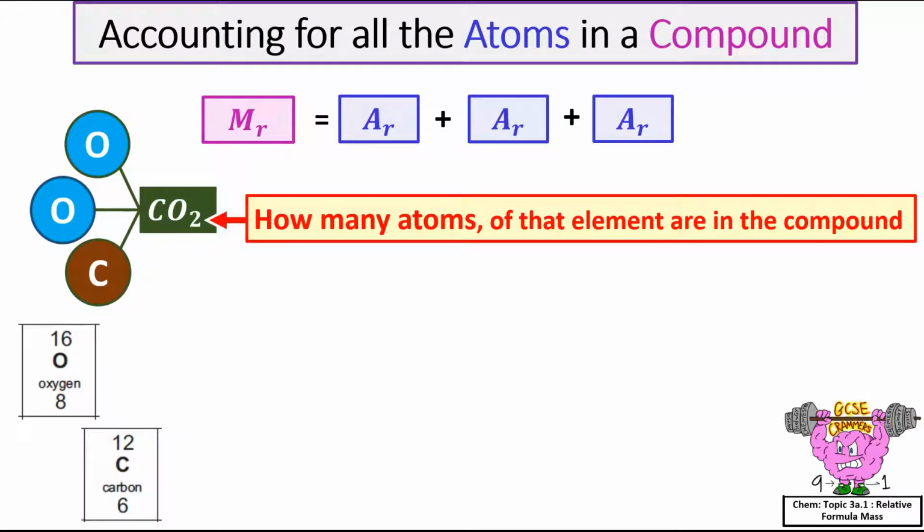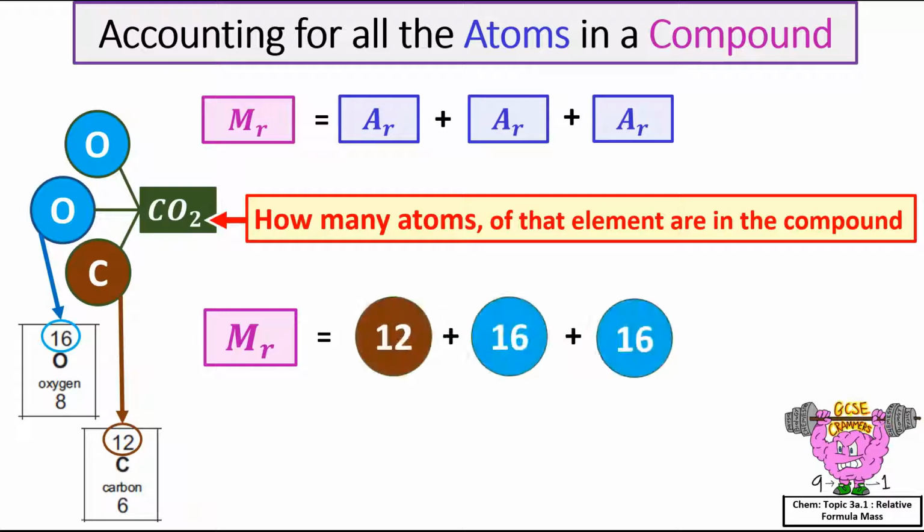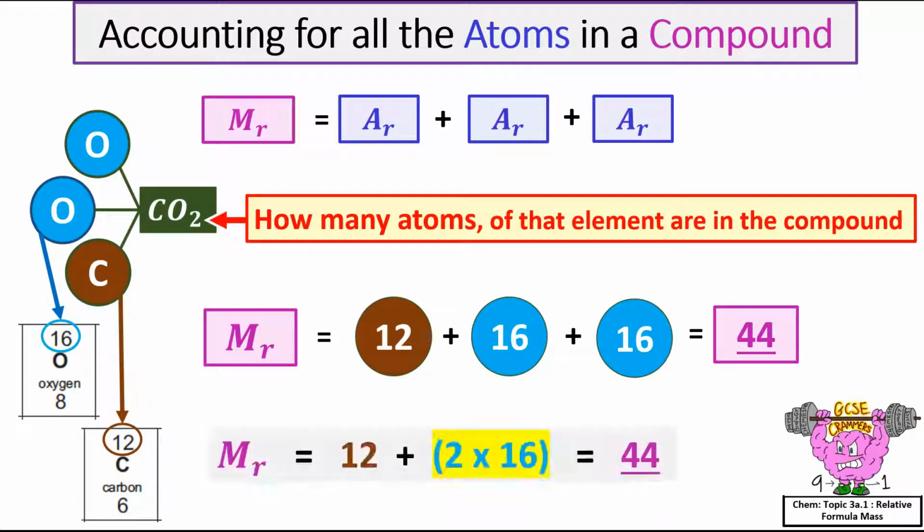Look on the periodic table to find the mass number, or AR. Each oxygen atom is 16 and each carbon atom is 12. To find the relative formula mass, add them together to give you a relative formula mass of 44. The other way of writing the sum out when you have more than 1 atom of the same element would be to have 2 times 16 in brackets.